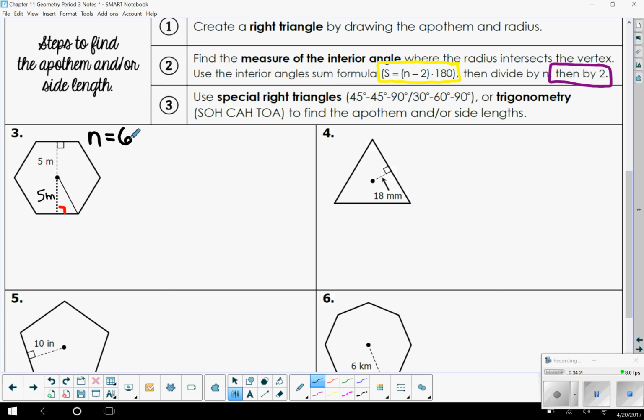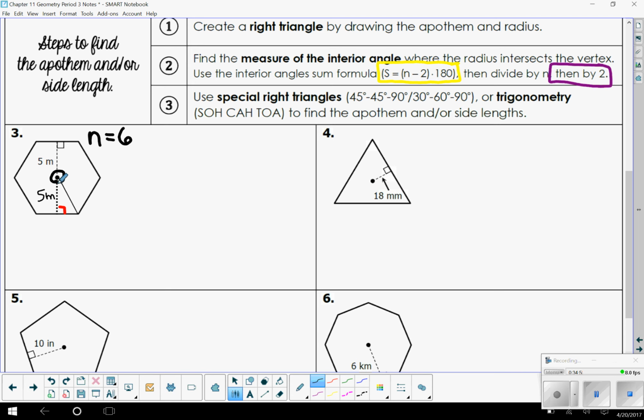Here's how you do this. I know they said to do n minus 2 times 180. Great, but that gives you the sum of the interior angles. What are these angles if I was to figure out these? What is it? 360. Didn't I just make a circle?